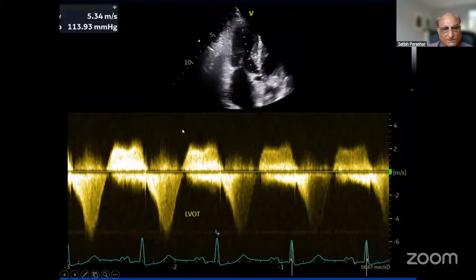And this is one of our cases. You see there is an initial convexity and then a concavity, giving a dagger shape in late systole, and the gradient was about 113. So this is how a gradient is recorded from the LVOT or wherever it is. This is a typical pattern of the velocity which is seen.